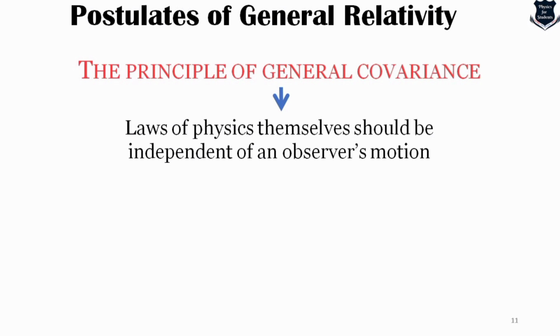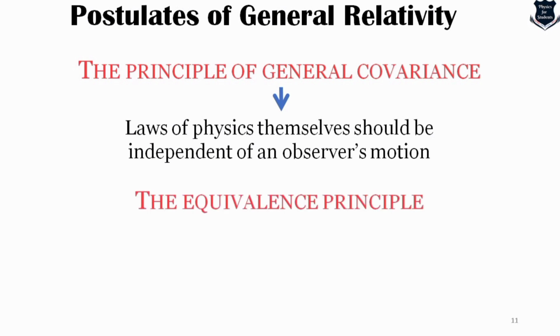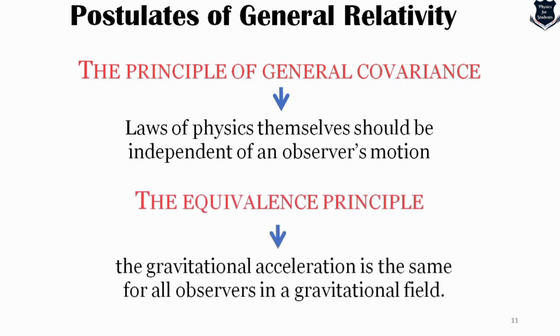Now, this is the challenge, and this is where the problem starts: once we move from inertial to non-inertial frames of reference, the laws of physics are not the same. Anyway, we will look into that. So the second one is called the equivalence principle, which we have just read, that the gravitational acceleration is the same for all observers in a gravitational field.